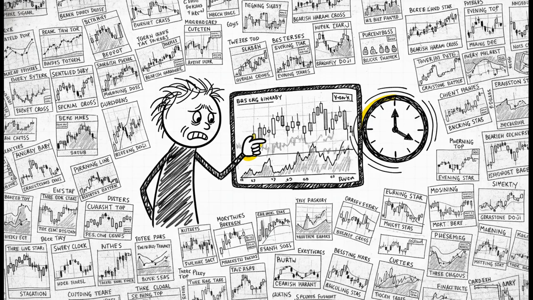It is completely overwhelming. And here's the truth. Trying to spot one of these hundreds of different variations in a live trade, when real money's on the line and you have to make a decision in seconds, it's pretty much impossible.